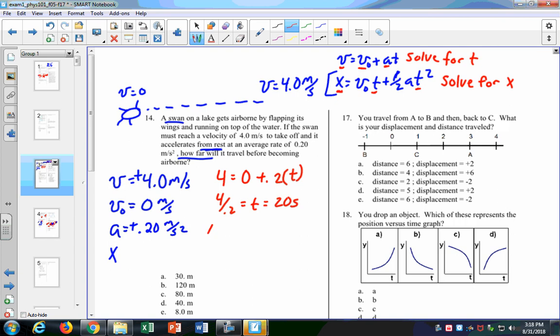And then I solve now for x. X is equal to v naught, which is 0, times 20, plus 1/2 of a, which is 0.2, times t squared, which is 20 seconds squared, and that's equal to 40 meters. Is that right? Yeah, 40 meters. So the answer is D. I was a little sloppy with my sig figs, but if you're careful, you'll get out that you need to keep 2 sig figs there.